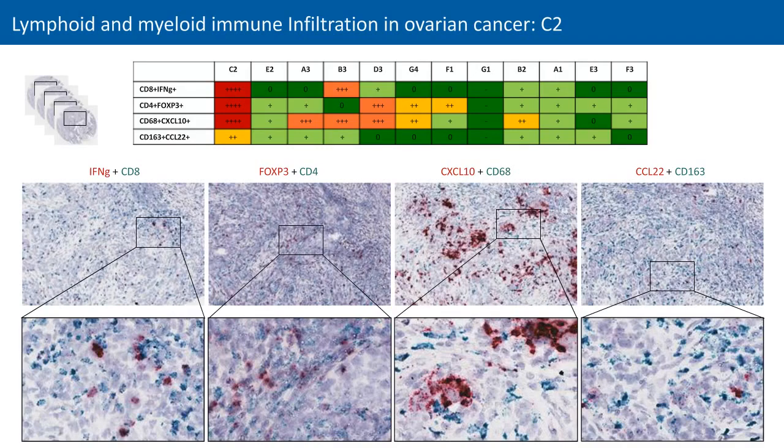Then we have also CXCL10 expressing CD68 positive M1-like macrophages that are also abundant in this tissue core, which you can see in the 3rd column with, again, a magnification of the selected area for double positives that you can see for CXCL10 and CD68. Then there's also medium infiltration of CCL22 positive CD163 double positives, as they are indicators of M2-like myeloid cells, and that's what you can see in the last 2 panels.